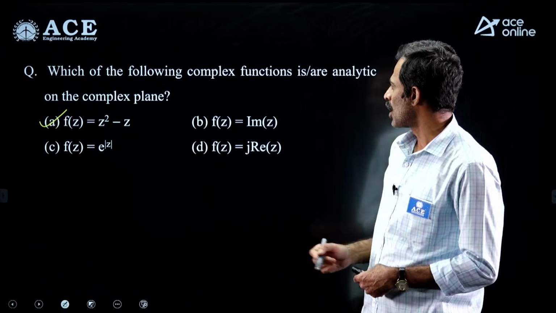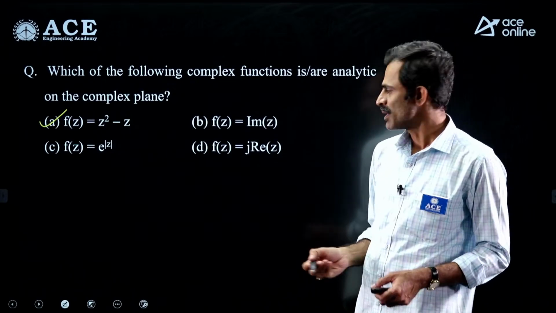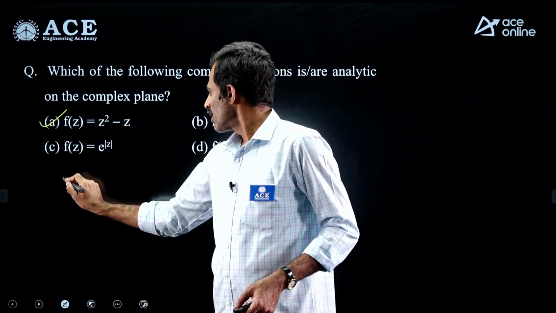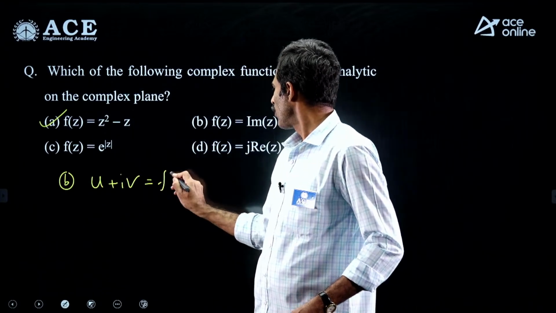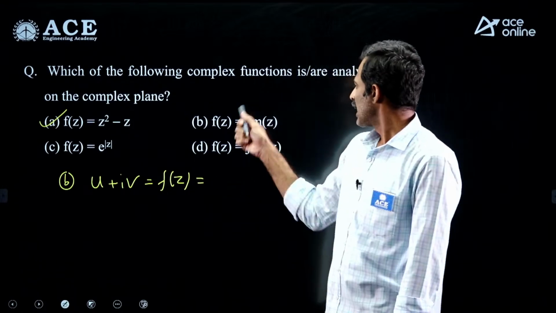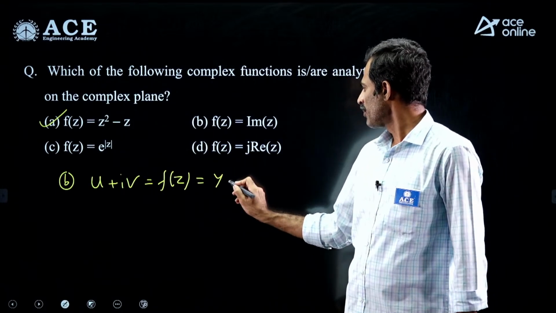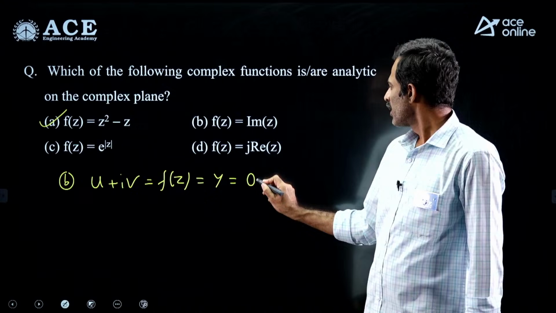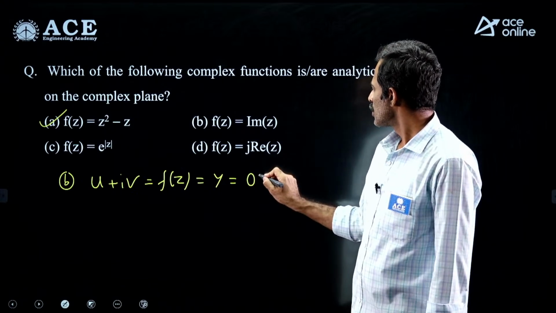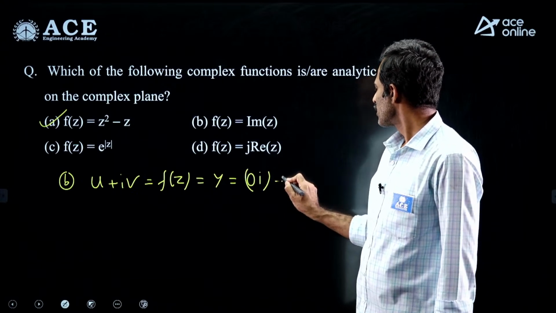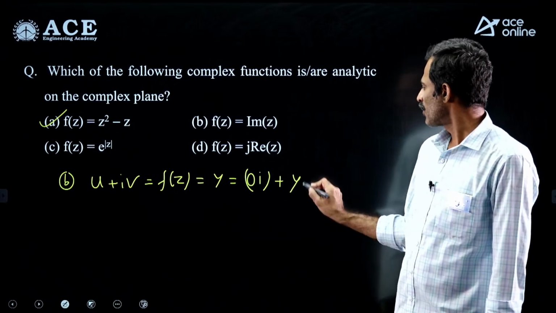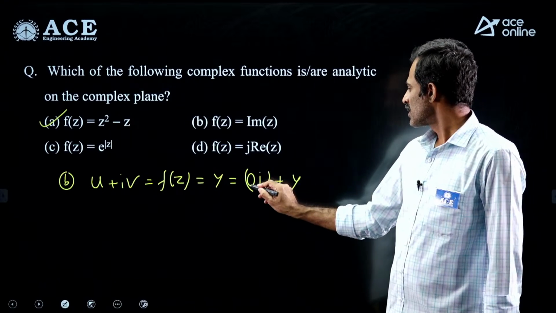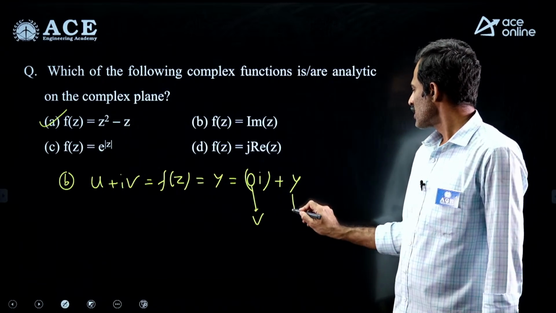Next we go to the second option, f of z equal to imaginary part of z. Here if you write the function u plus iv equal to f of z equal to imaginary part of z means just y, or we write this as 0 into i plus y. This is a real part, this is the imaginary part, or we can have the y plus 0i. This is v, this is u.